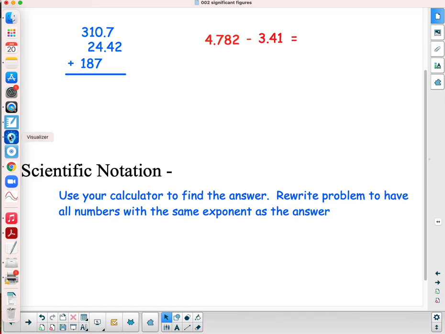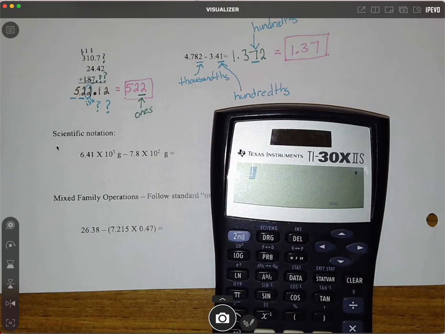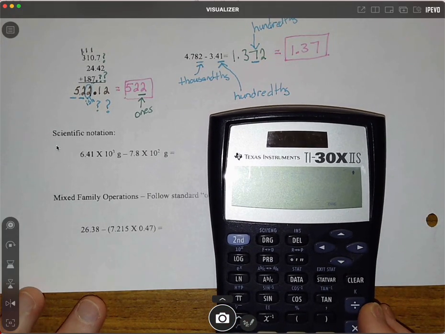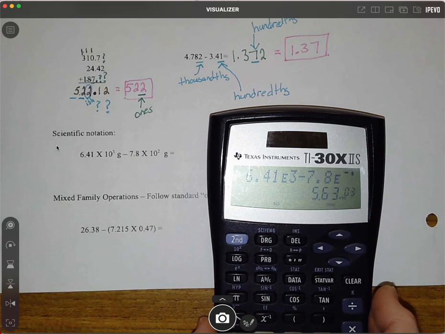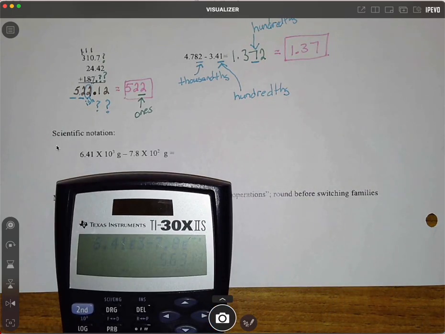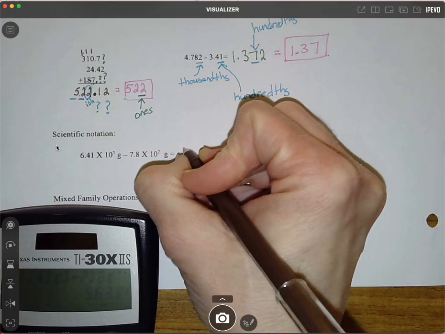Now, you do not have to fix it for your calculator. Your calculator can manage this, no problem at all. So let's start by dumping it all into our calculator. 6.41 times 10 to the third minus 7.8 times 10 to the second. I'm going to put it in scientific notation just so we can kind of get at what we're trying to get at here. My calculator says 5.63 times 10 to the third.